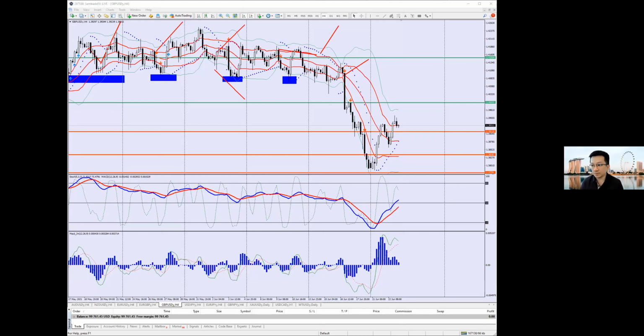But looking at the pound dollar today, I'll show you the chart here. The pound dollar on the H4 time frame has been setting up quite nicely.